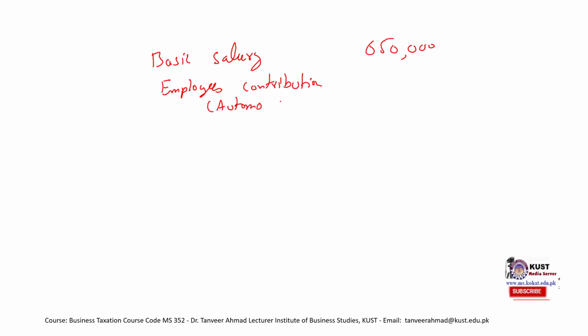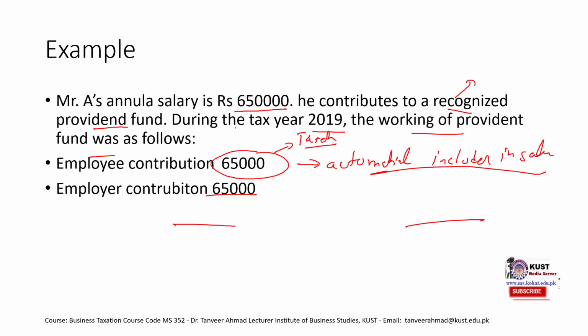Okay, so first we would start with the basic salary. The basic salary is 6,50,000. Then the employee's contribution is automatically included, so we will not include it again. Then we have employer contribution. Okay, so what is employer contribution? It is 65,000, right? And what is the rule regarding employer contribution in case of recognized fund?